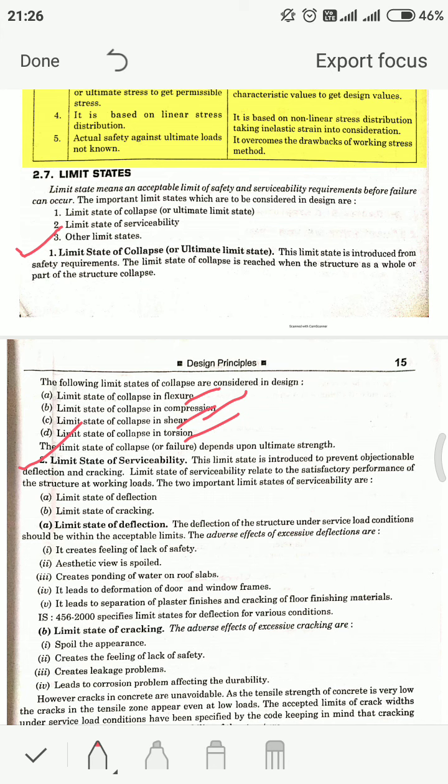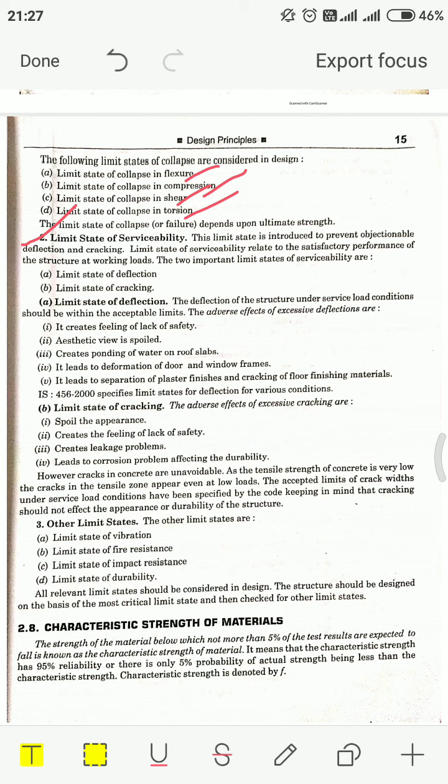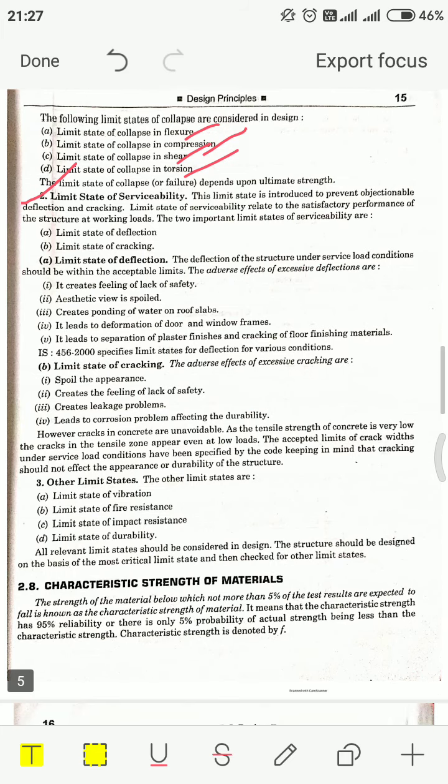Excessive deflection creates a feeling of lack of safety. The aesthetic view is spoiled, ponding of water on the roof occurs, it leads to deformation of the doors and windows, and it leads to separation of plaster finishing and cracking of the floor finishing material. Limit state of cracking: cracking spoils the appearance, creates a feeling of lack of safety, and creates leakage problems leading to corrosion problems affecting the durability.